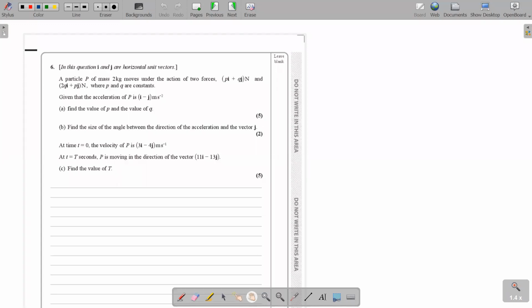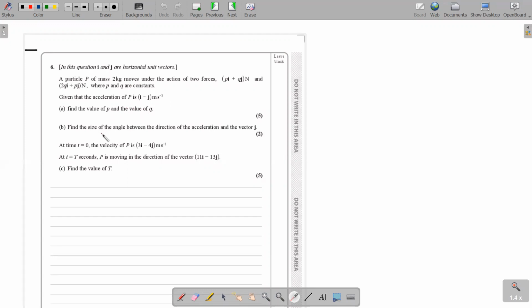Okay, question number 6. In this question, i and j are horizontal unit vectors. A particle P of mass 2 kg moves under the action of two forces, (Pi + Qj) Newtons and (2Qi + Pj) Newtons, where P and Q are constants. So we have a particle moving under the action of two forces. Given that the acceleration of P is i − j, find the value of P and the value of Q.